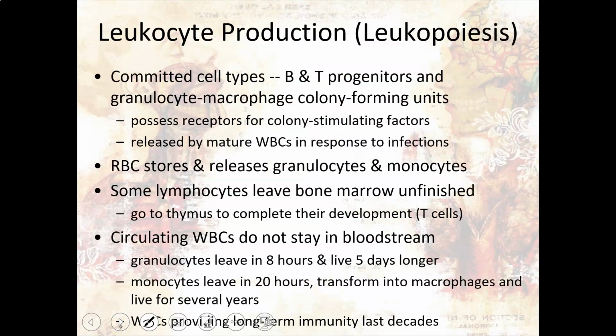White blood cell production is called leukopoiesis. The hormone that stimulates leukopoiesis is called a colony-stimulating factor, and those stem cells possess receptors for these colony-stimulating factors. Colony-stimulating factors are produced by white blood cells in response to infection. Now we have positive feedback. So a white blood cell that encounters infection releases this colony-stimulating factor, which comes back and causes the production of more white blood cells.